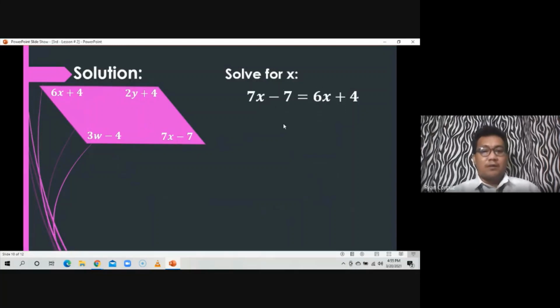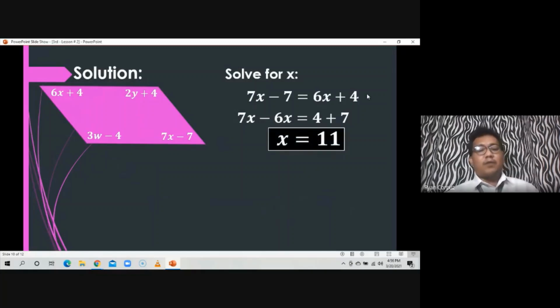So, with that property, number 2, we can now solve for the value of x by isolating this equation. Move 6x to the left, then negative 7 to the right. Kakaroon tayo ng 7x minus 6x is equal to 4 plus 7. Then 7x minus 6x is equal to x, then 4 plus 7 is equal to 11. That's why we come up with the value of x, which is equal to 11.